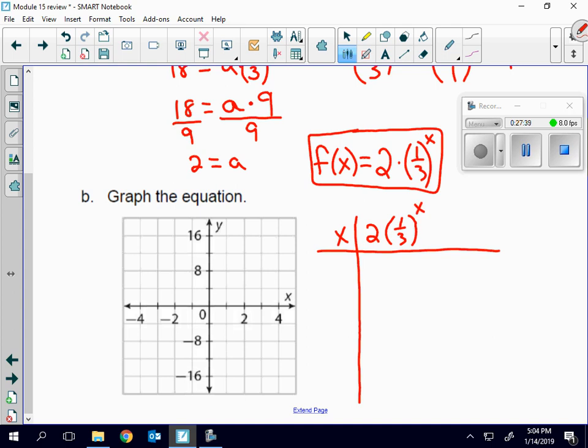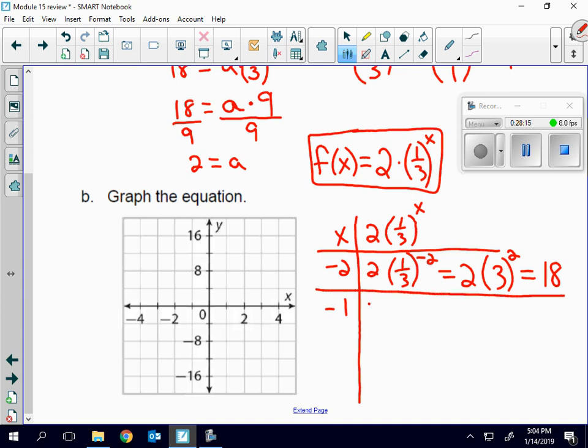And I'm just going to start with a -2. So 2 times 1/3 to the -2nd power is going to be 2 times, flip it, we just did this one, right? 2 times 3 squared, which is going to be 2 times 9, which is 18. So that's a first point. We have -1.